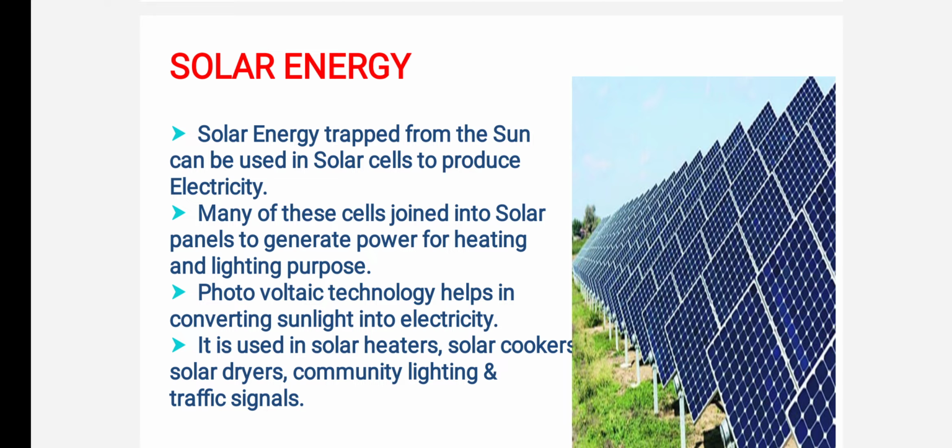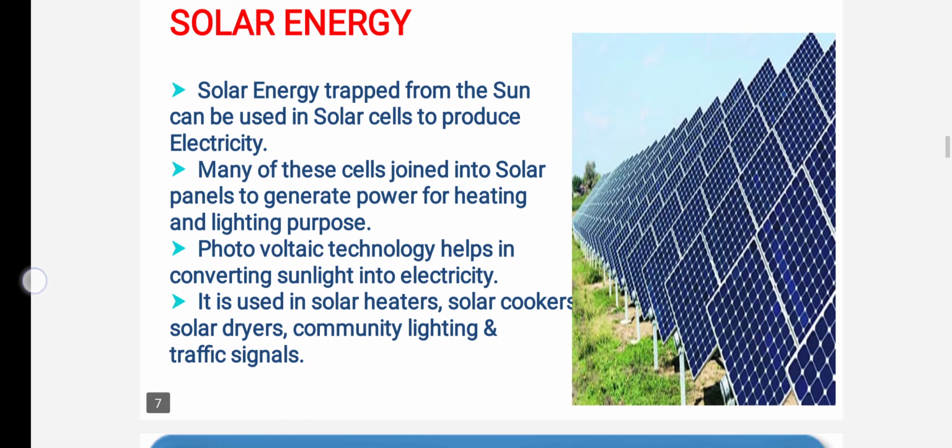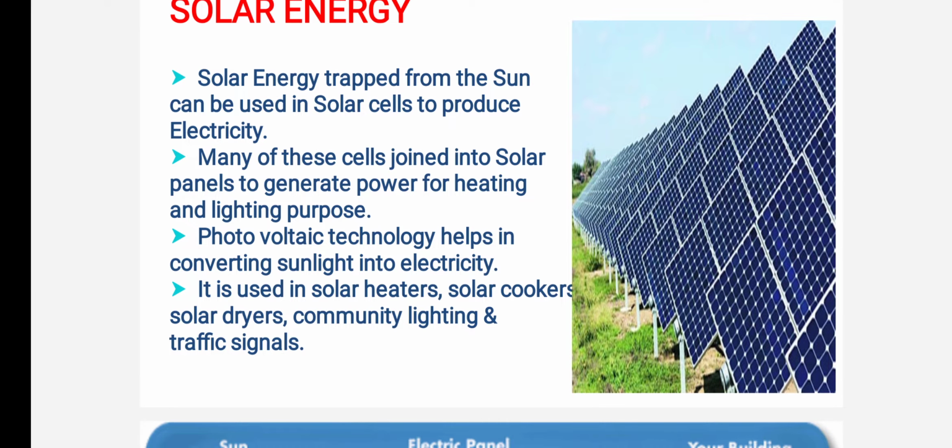Many of these cells are joined into solar panels to generate power for heating and lighting purposes, which you can see here. You can see many cells in the solar panel. Those cells have a technology called photovoltaic technology. This photovoltaic technology converts the solar energy, it means sunlight, into electrical energy. The technology of utilizing solar energy benefits a lot of tropical countries that are blessed with abundant sunshine. Fortunately, India is blessed with abundant sunlight as it is located in the tropical region.